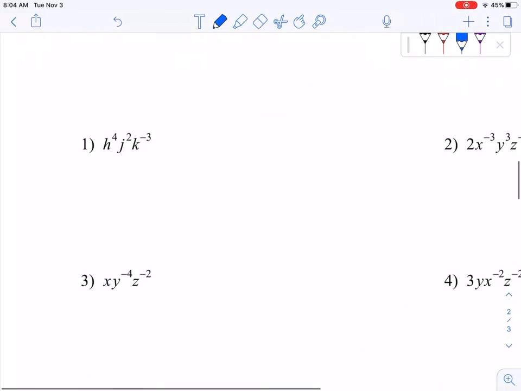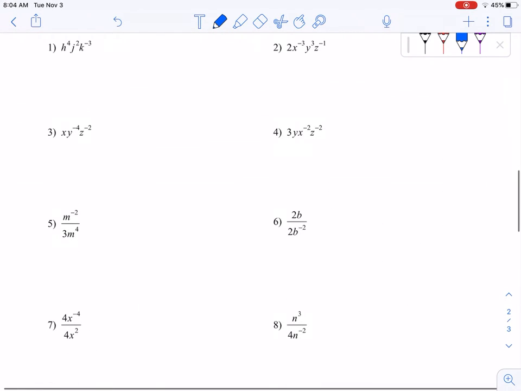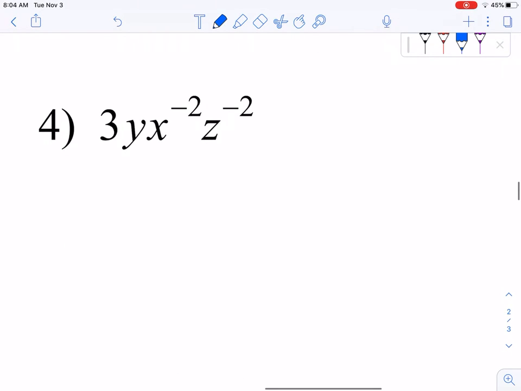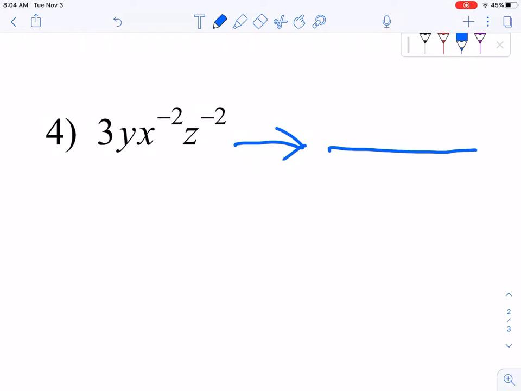Let's continue taking a look at some of these. And what I want to show you, and I'll show you one like 4, just because. Again, I'm looking at each piece. Does the 3 need to move? No. Does y to the first need to move? No. Does x to the -2nd need to move? Yes. Does z to the -2nd need to move? Yes. Once they move, they become positive. And it kind of works the same way.